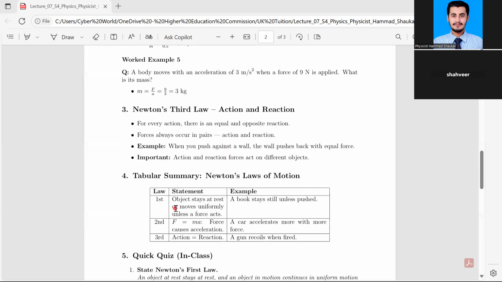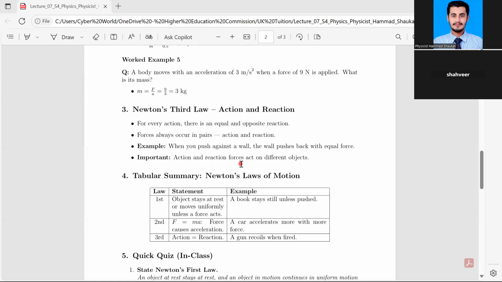And the important thing is that action and reaction forces always act on different bodies. How? Because whenever you are applying action, you are applying action on somebody. That body is different, and that body is applying reaction to your body. So these two bodies are different bodies. So action always occurs on the other body and reaction occurs on our body.